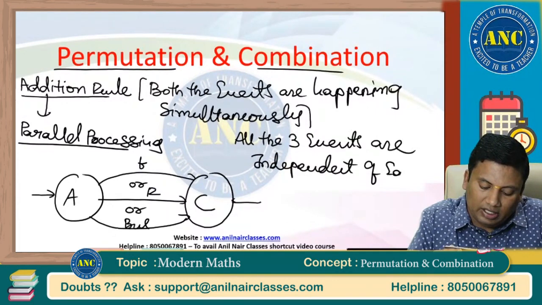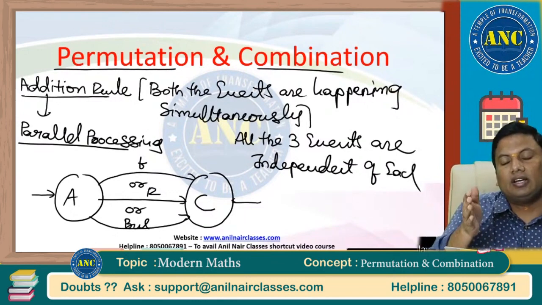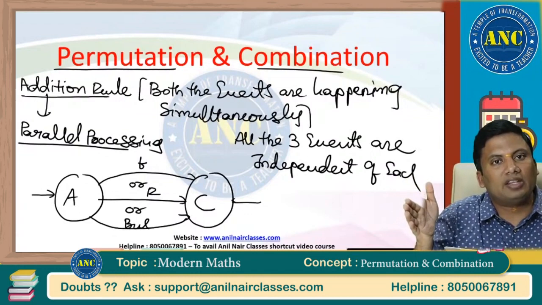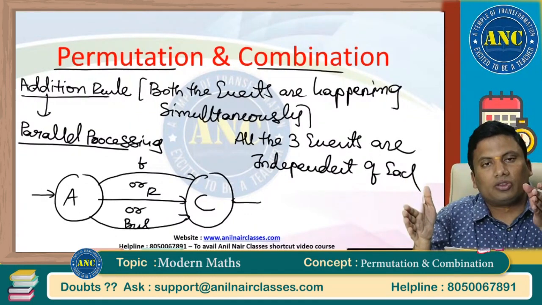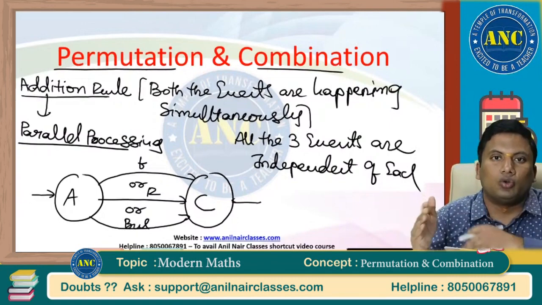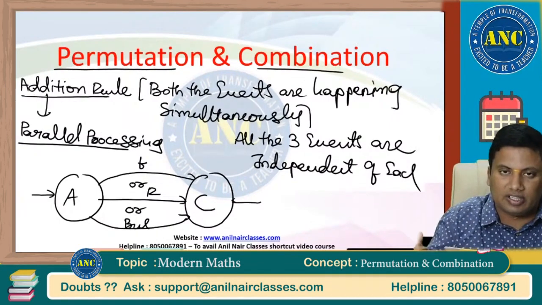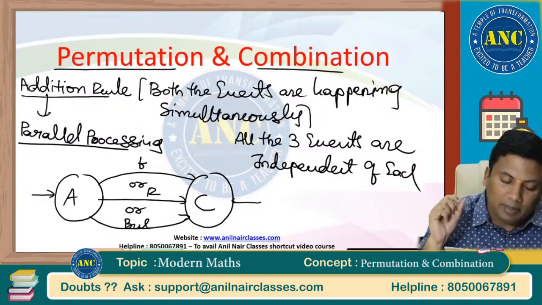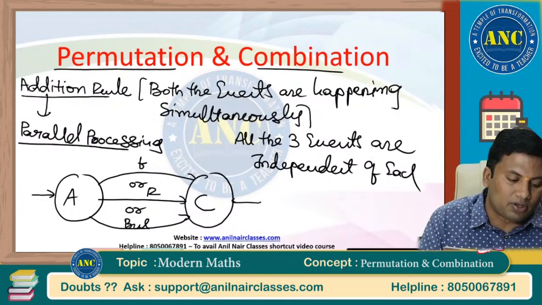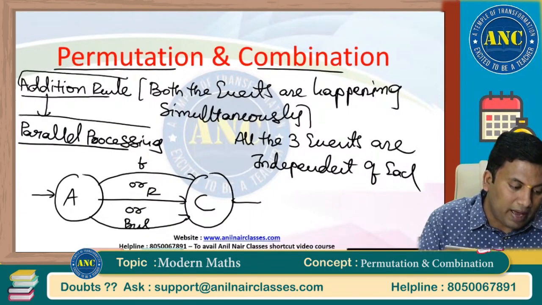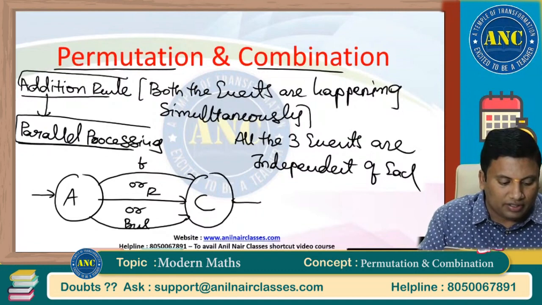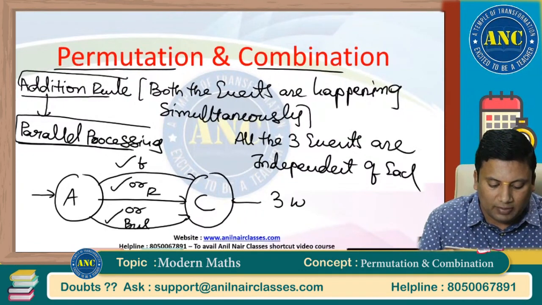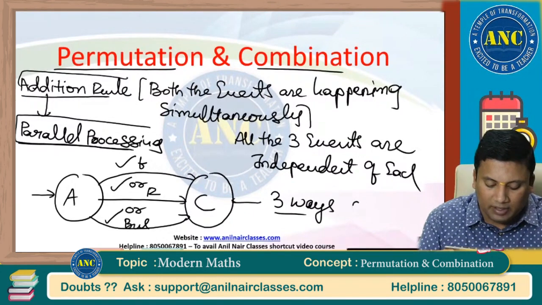Because it is independent of each other, unlike the previous case: going from Coimbatore to Palakkad, two ways are there, going from Hyderabad to Coimbatore, three ways are there. So 3 into 2, because the second event is following the first event. Here all the three events are happening at the same time. Multiplication rule is used for serial processing. Addition rule is used for parallel processing. Either this or this or this. So the answer is nothing but three ways.